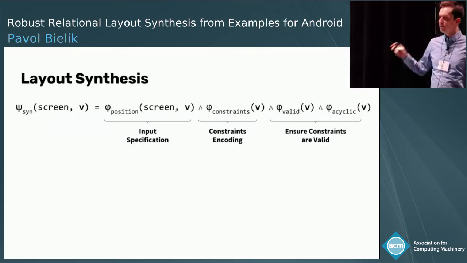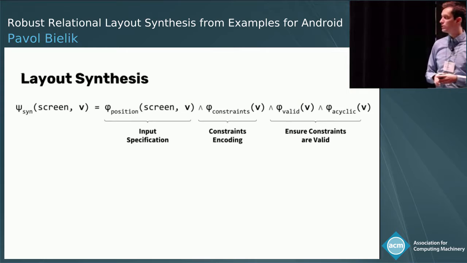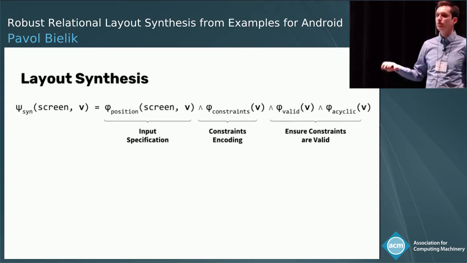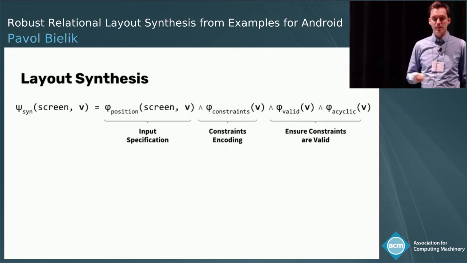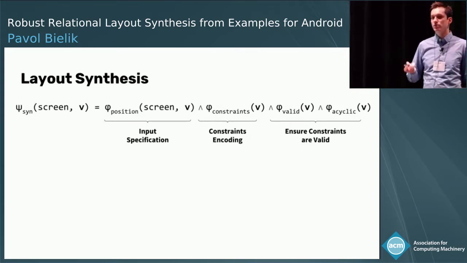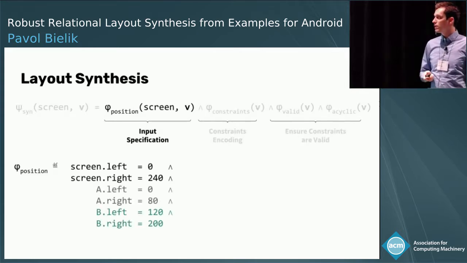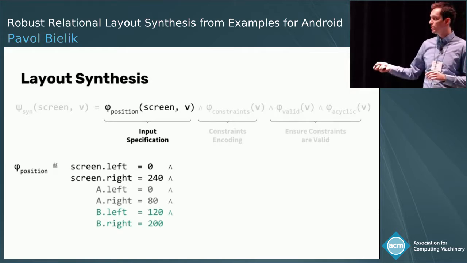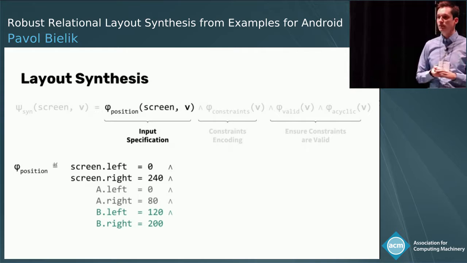So how do we go about this? The formula looks roughly like this, and it has three parts. We first have to encode the input specification that the user gave us. We then have to encode the constraints, and then there is some part that ensures that the constraints that are selected are actually valid. Encoding the input specification is pretty simple. The user just gives us the absolute positions of all the views, and we just set them to these values as the user wants.